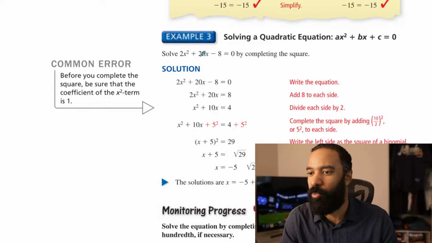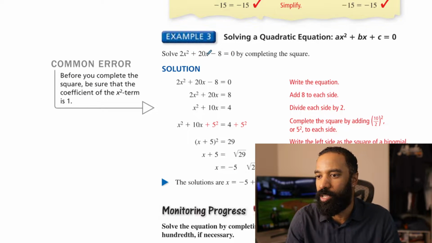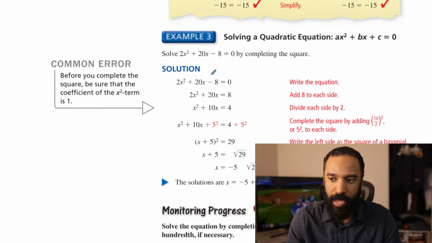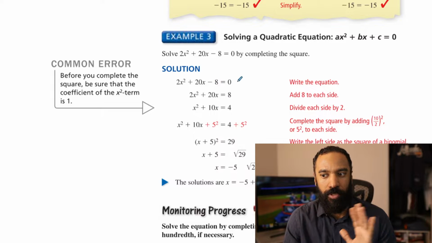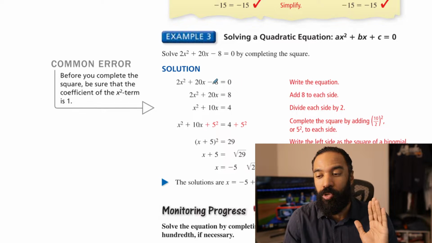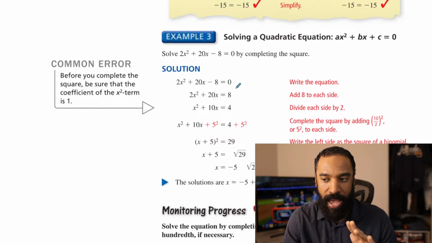Excuse me. Second example right here. We're going to solve 2x squared plus 20x minus 8 equals 0. First step I would do, and they're doing the same thing, is you want to move this 8 over to the other side of the equation. Actually, there's something else I would do before it, but you want to move this 8 over to the other side of the equation by adding 8 to both sides.